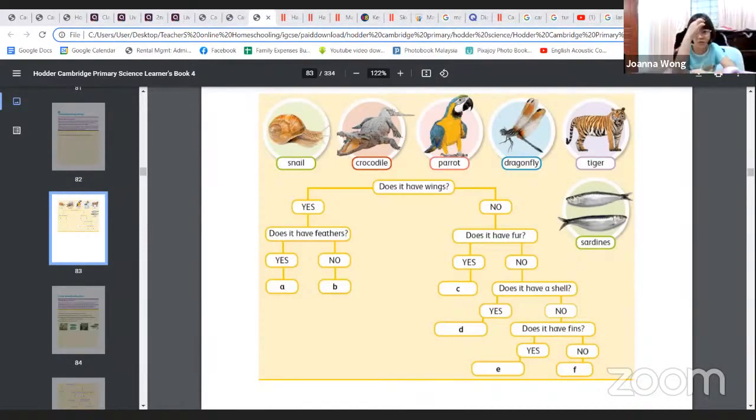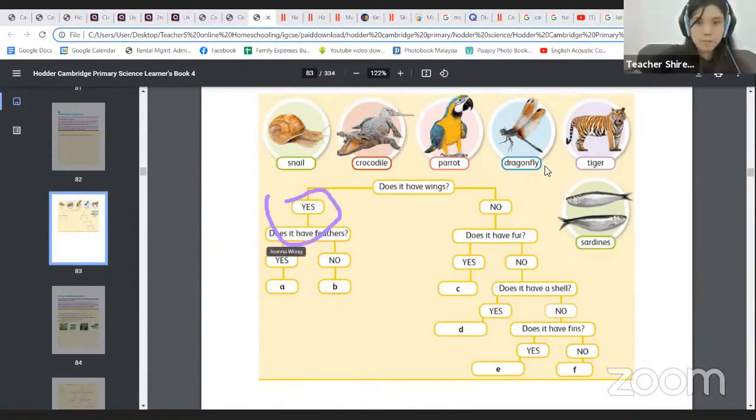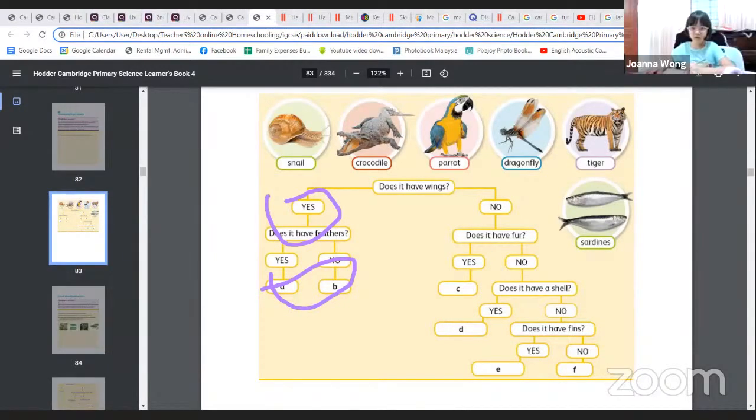Teacher, do we need to copy the words inside the column? Yeah, copy everything exactly. The only thing I don't want you to copy is A. Instead of A, you figure out which animal this is. Besides that, everything copy exactly the same. Okay. Clear first.